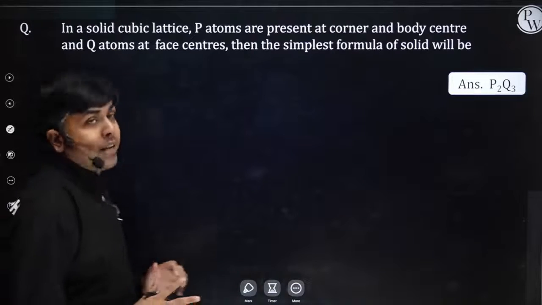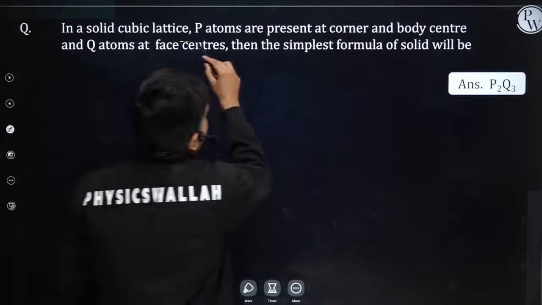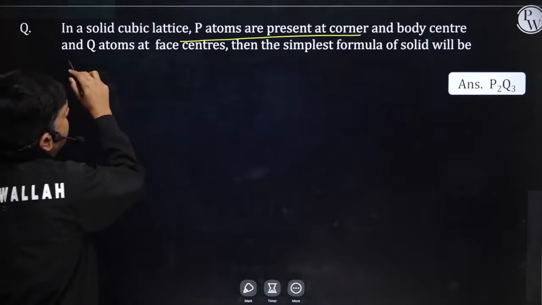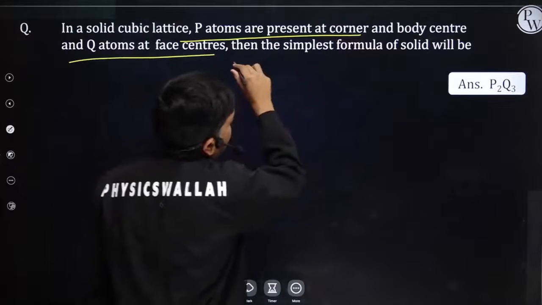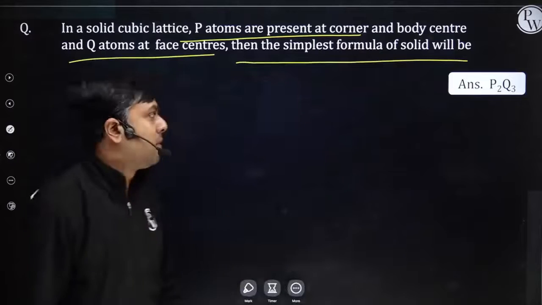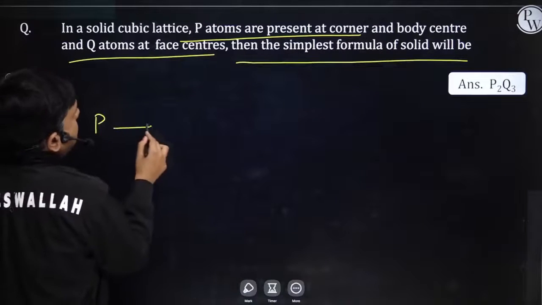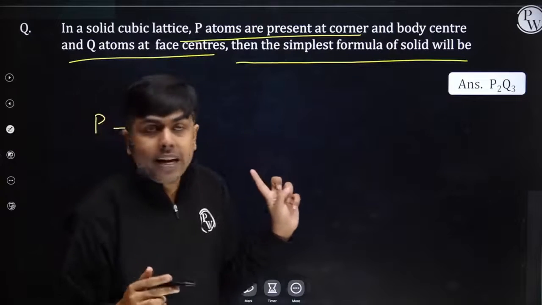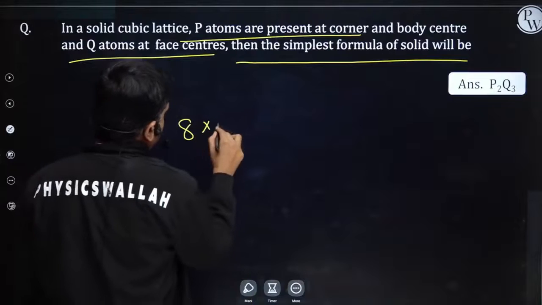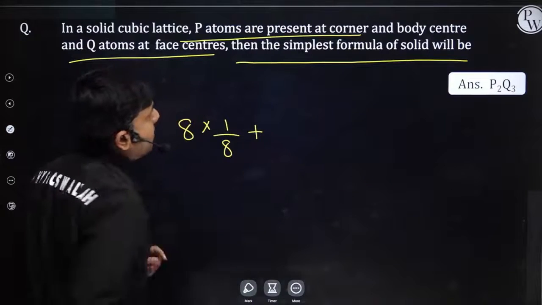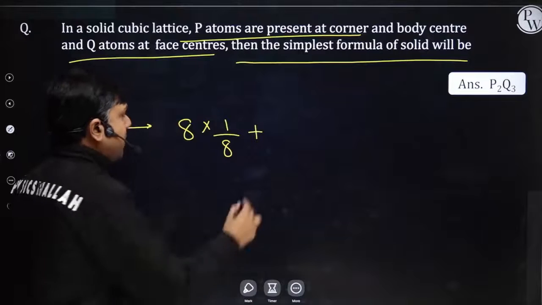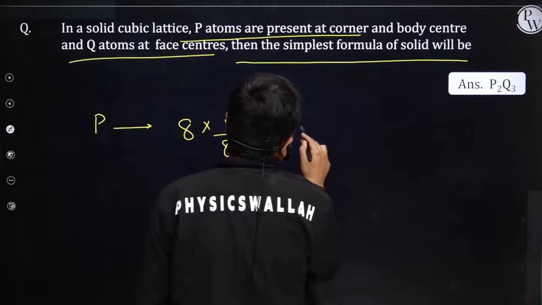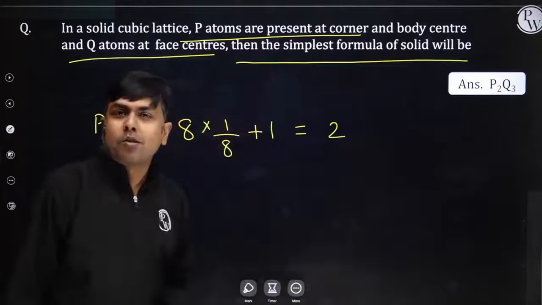In a solid cubic lattice, P atoms are present at the corner and the body center, perfect, and Q atoms are present at face center. Then the simplest formula of the solid will be? Where this P atom is placed, it's placed at corner and it's a cubic lattice. How many corners are there? 8. So 8 into 1 by 8 plus, it's also present at body center. And what's the contribution of body center? 1. So 8 into 1 by 8 plus 1, it's 2. The value of P equals 2.